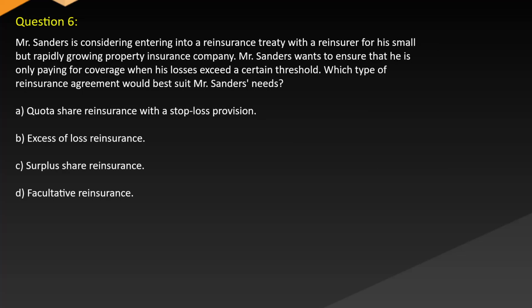Question 6. Mr. Sanders is considering entering into a reinsurance treaty with a reinsurer for a small but rapidly growing property insurance company. Mr. Sanders wants to ensure that he is only paying for coverage when his losses exceed a certain threshold. Which type of reinsurance agreement would best suit Mr. Sanders' needs? A. Quota share reinsurance with a stop-loss provision. B. Excess of loss reinsurance. C. Surplus share reinsurance. D. Facultative reinsurance.